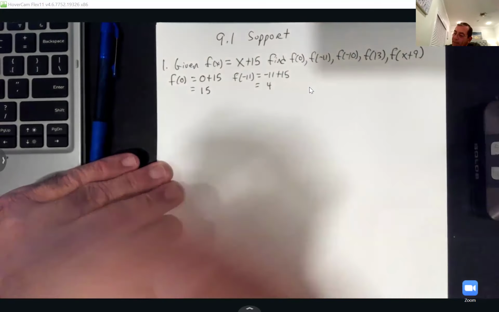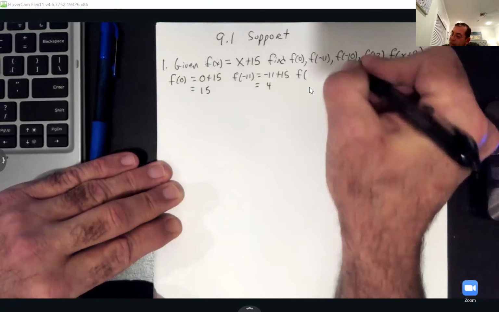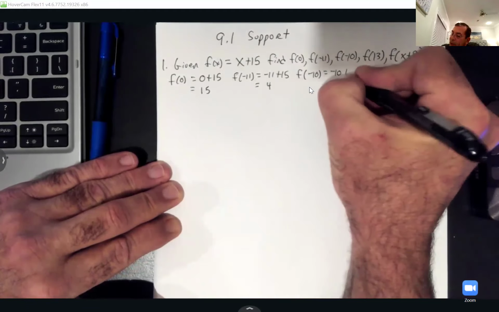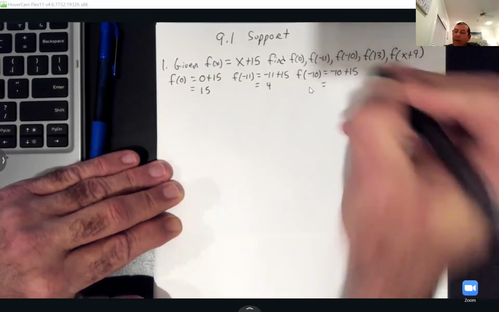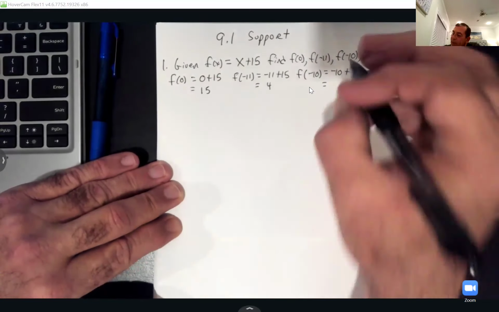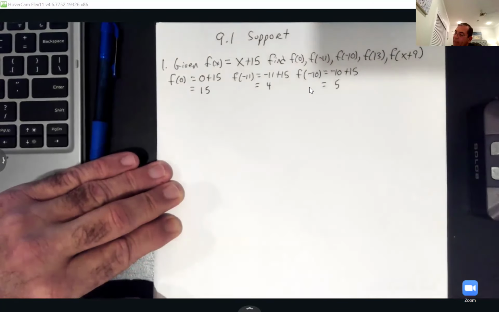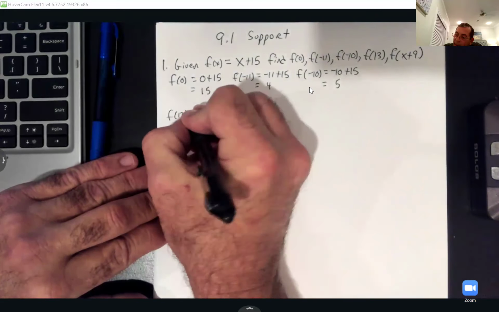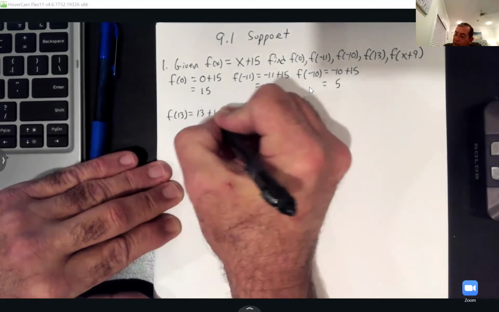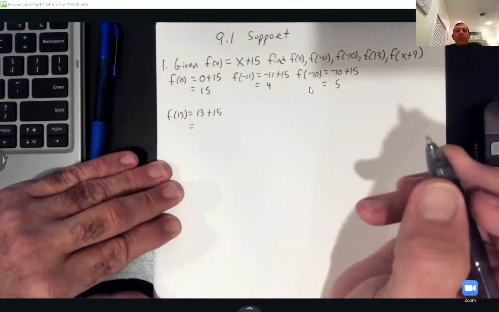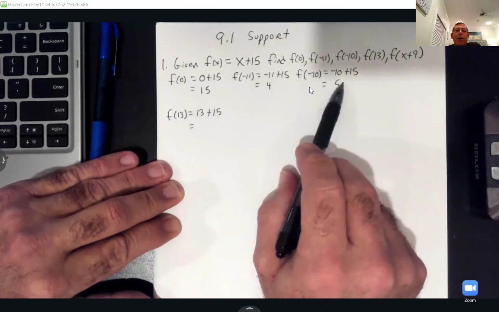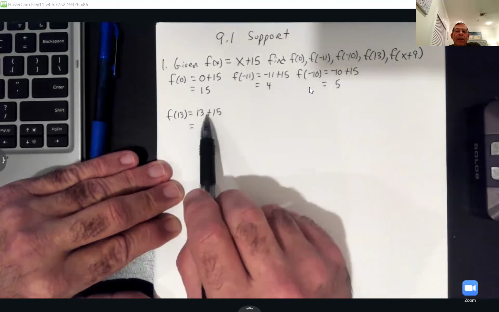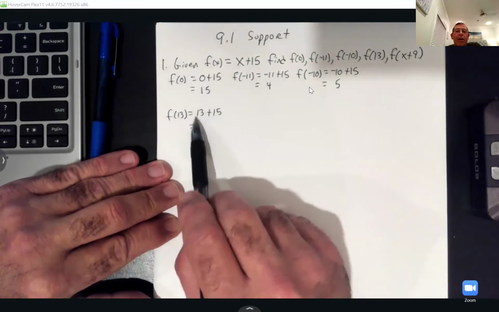All right, f of negative 10. So that'll be negative 10 plus 15. Oh, and that'd be what, a positive 5. F of 13. That'll equal 13 plus 15. And y'all, are y'all noticing? I'm working each one of these the same way. Only thing that's changing is that x on every one of these. And this will be what, 28.